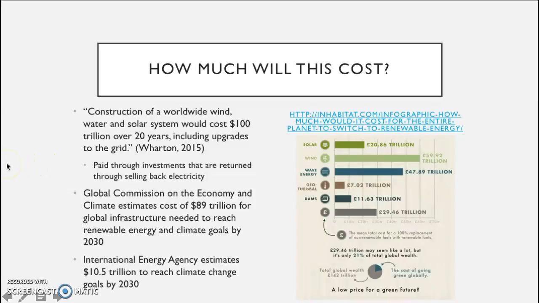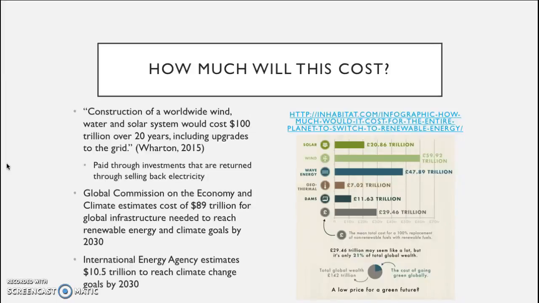And my last slide here is how much will this cost, but from a worldwide view. So I'll start here with the infographic. It does, I think, a really nice job of looking at how much it would cost for the whole world to go 100% solar, and then wind, wave energy, geothermal, hydroelectric, and then a combination of all those. And that ends up being 29.46 trillion pounds, which is 21% of the total global wealth. So those are some statistics from the Inhabit website.